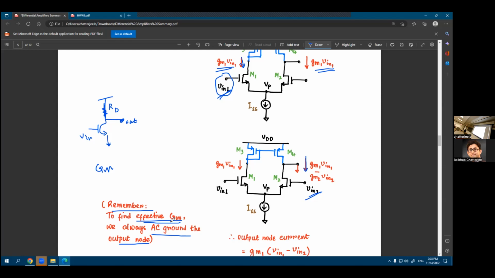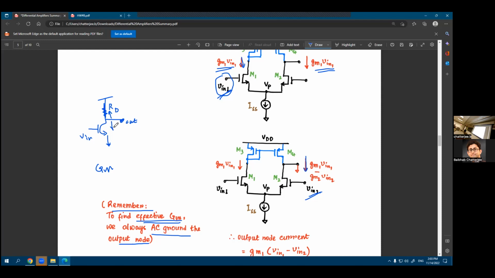On the other hand, when you are looking at effective R out, then you cannot ignore the load that is connected here. Then you look at what is connected looking towards the top and what is connected looking towards the bottom, and take a parallel combination of those two.